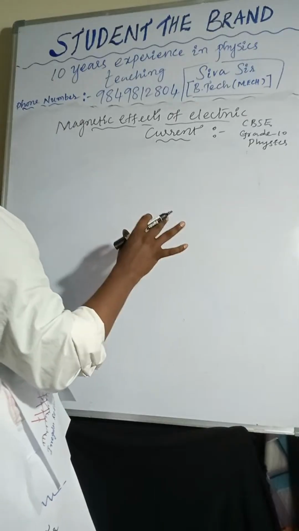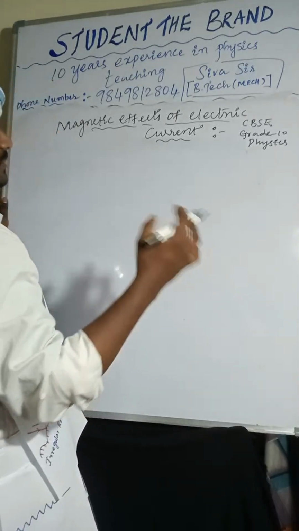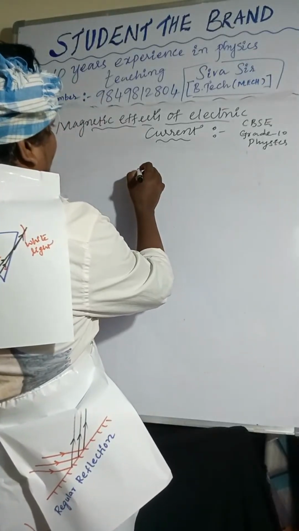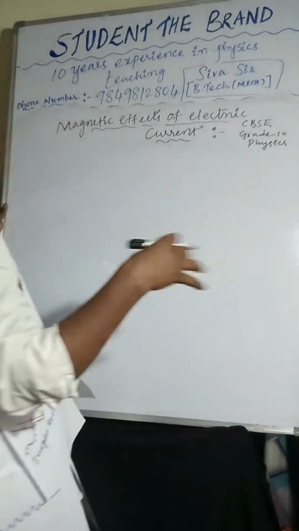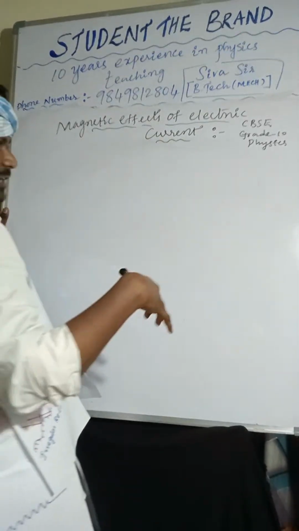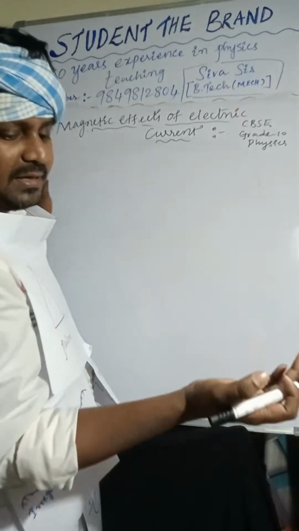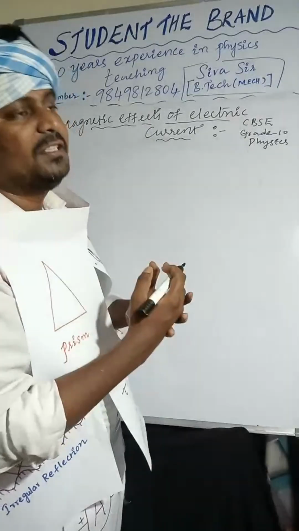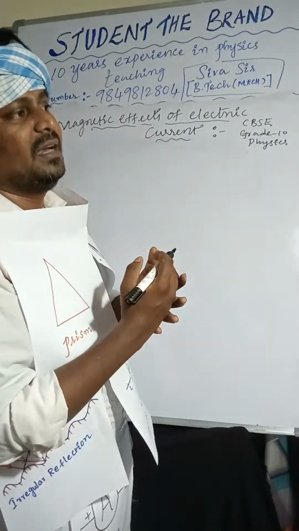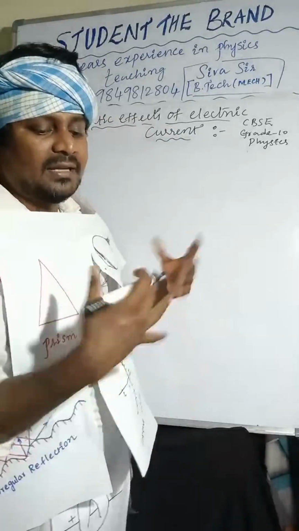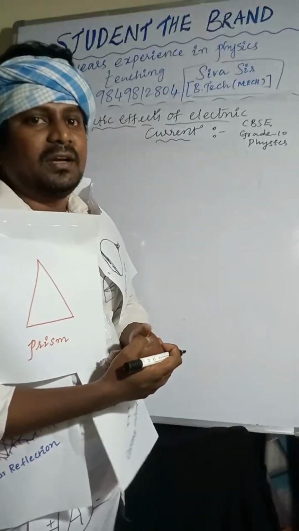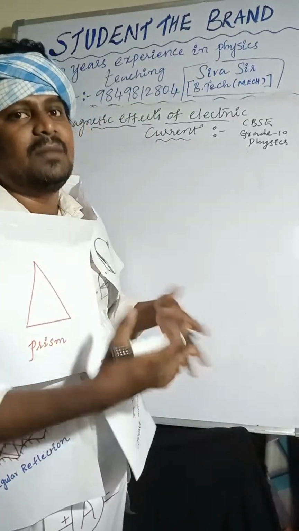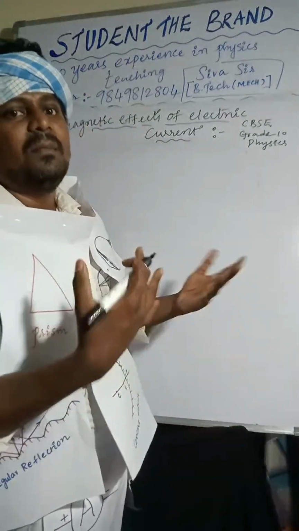First of all, a magnet has two properties: attractive property and directive property. Artificial magnets are there, and the natural magnet is there. Artificial magnets are the bar magnet, U-shaped magnet, dumbbell-shaped magnet, horseshoe magnet, spherical magnet. Different types of magnets are there. Those are artificial magnets. Artificial magnets are man-made magnets.